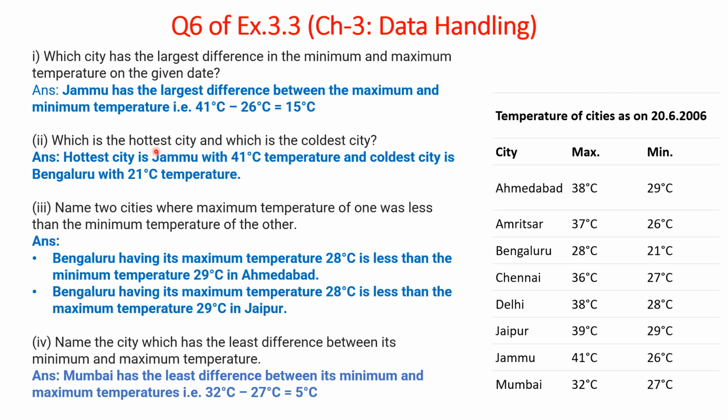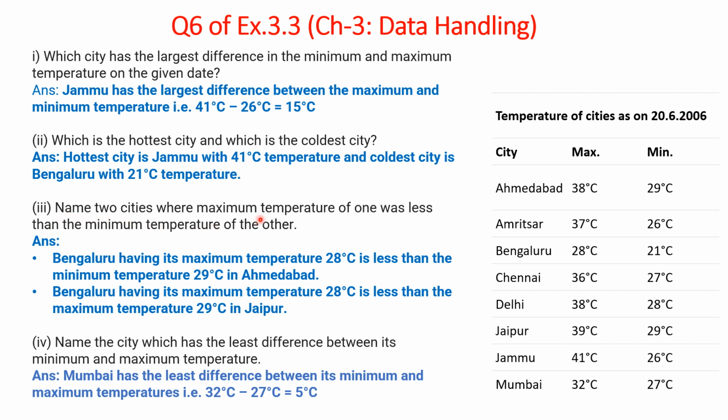Okay. Second is which is the hottest city and which is the coldest city. टेम्परेचर में जितना ज्यादा टेम्परेचर हो उतनी गर्मी होती है और जितना कम टेम्परेचर हो उतना मौसम अच्छा होता है, सर्दी होती है, राइट? तो हॉटेस्ट सिटी इज जम्मू with 41 degrees Celsius temperature and the coldest city is Bengaluru. ओके, कोल्डेस्ट सिटी है बेंगलुरु जिसका टेम्परेचर है 21 डिग्री सेल्सियस, सबसे कम वही है, तो बेंगलुरु इज द कोल्डेस्ट one in this table according to this date, 20th June 2006.